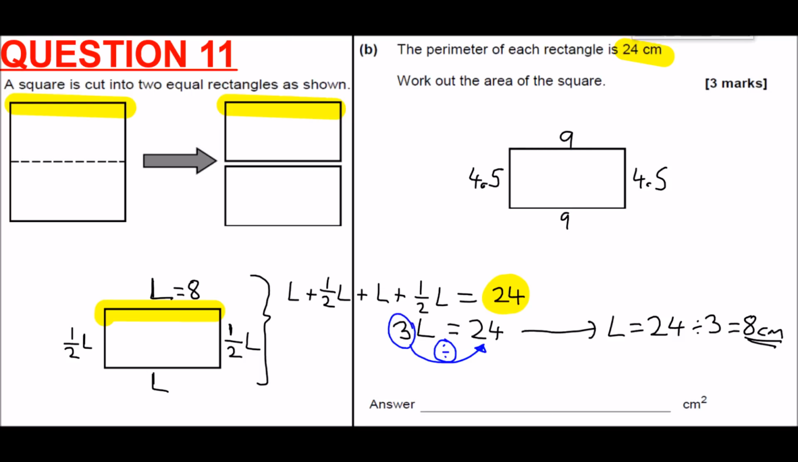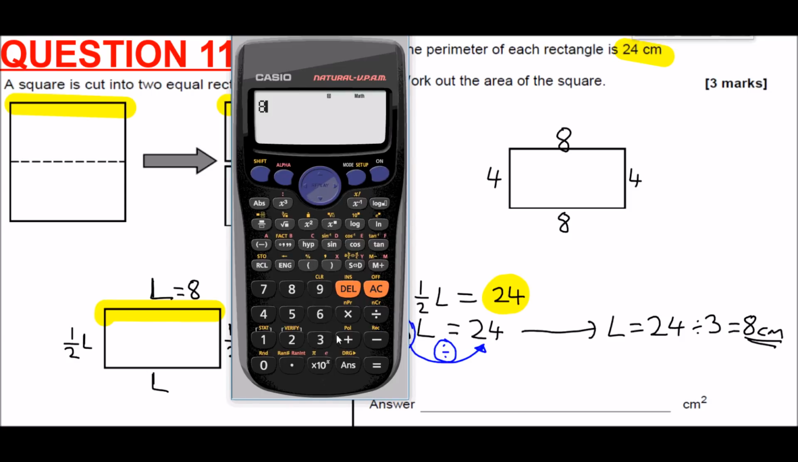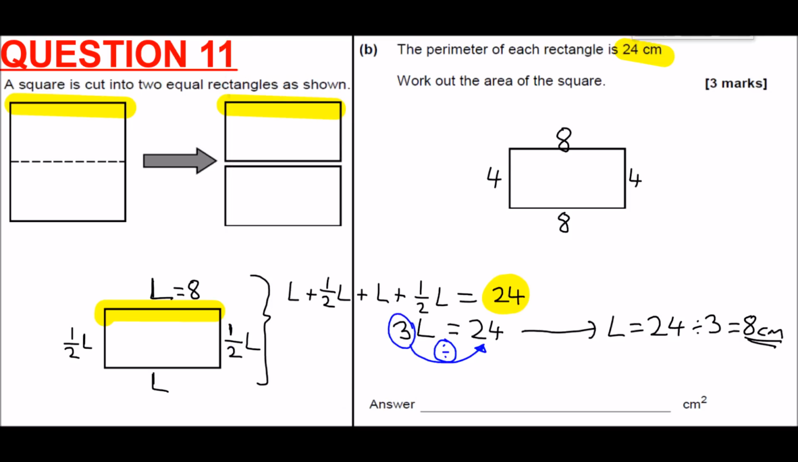The fact it's a calculator paper makes trial and error strategies more viable, because the calculator can just help us speed through it. Eventually, anyway, you would find that 8, half of 8 is 4. That would work, because 8 plus 4 plus 8 plus 4, if you don't trust me, would be 24 like it needs to be. So anyway, the long and short of it is that the length of this square is 8.